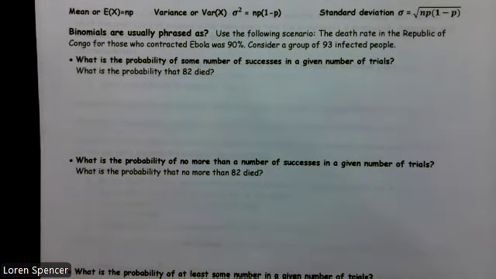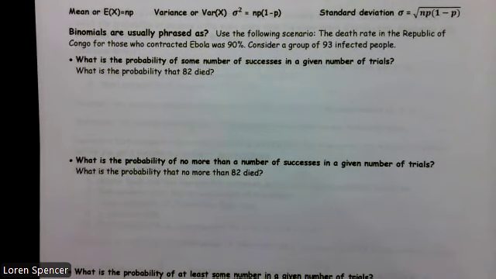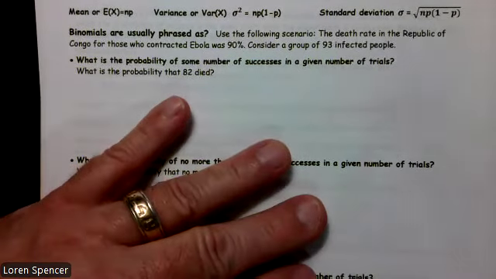So use the following scenario. The death rate in the Republic of Congo for those who contracted Ebola was 90%. We're going to have to assume that that was independent and remained constant. We have a group of 93 infected people. So what is the probability that 82 died?